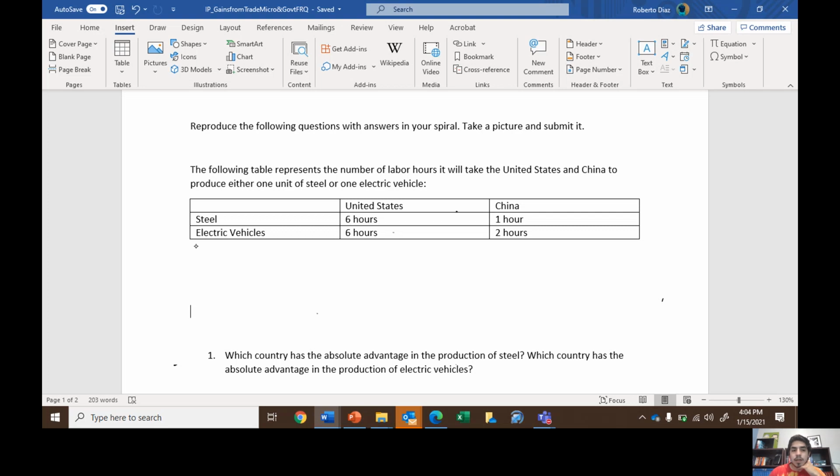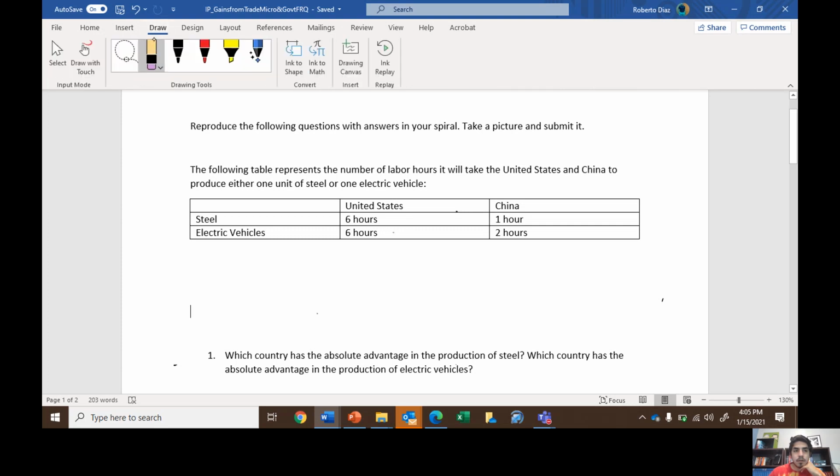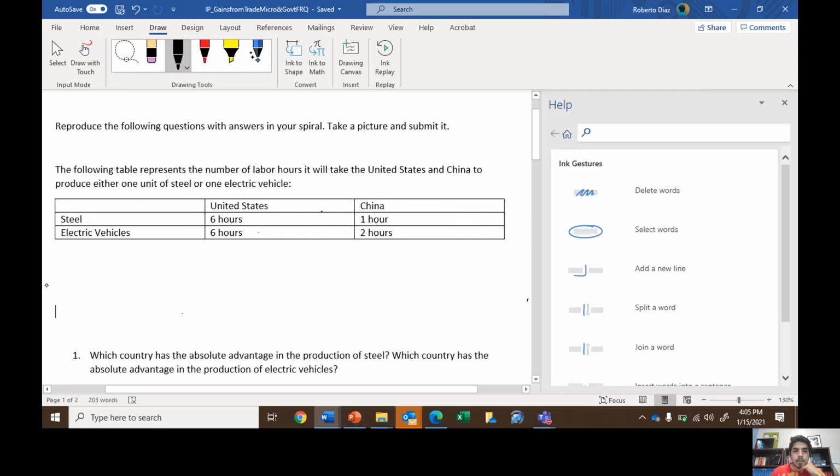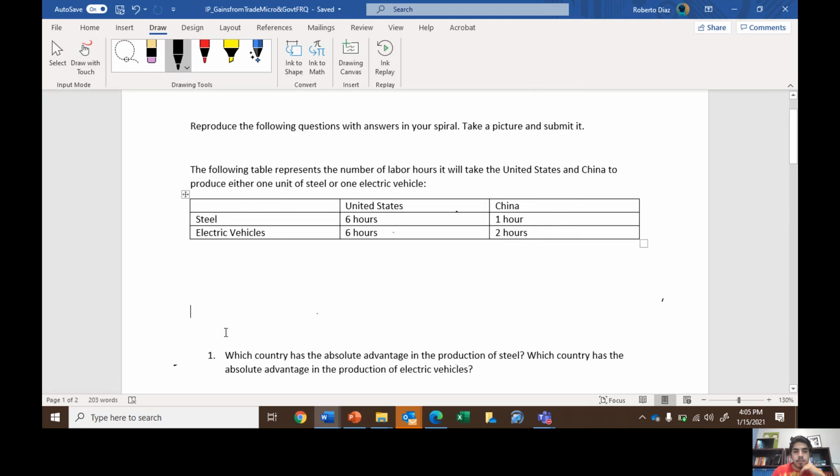Okay, so first, the first way we can determine it is that we can convert this input table into an output table. I'm going to make a rough one right here: steel, electric vehicles, USA, and China.